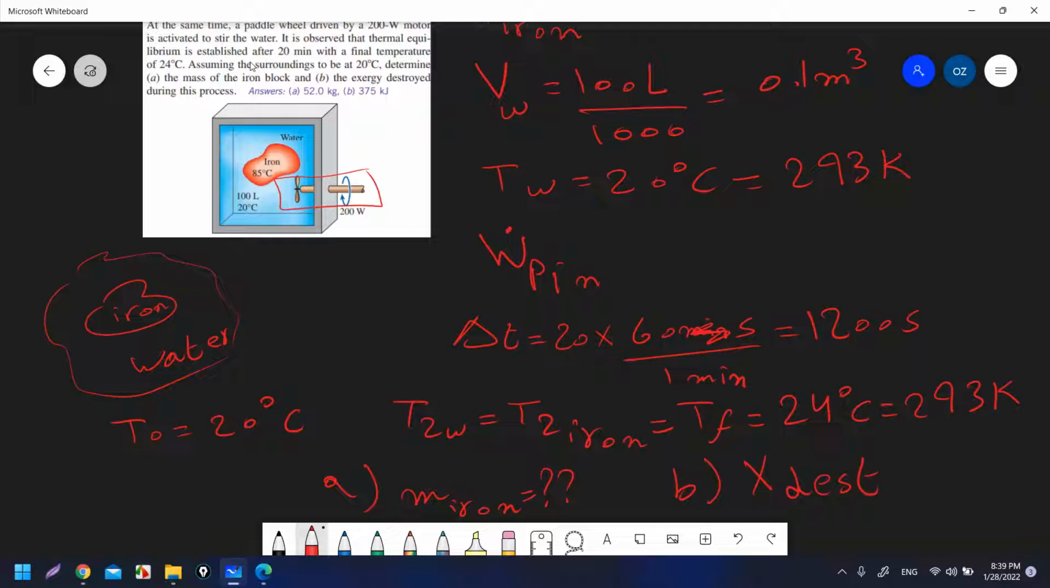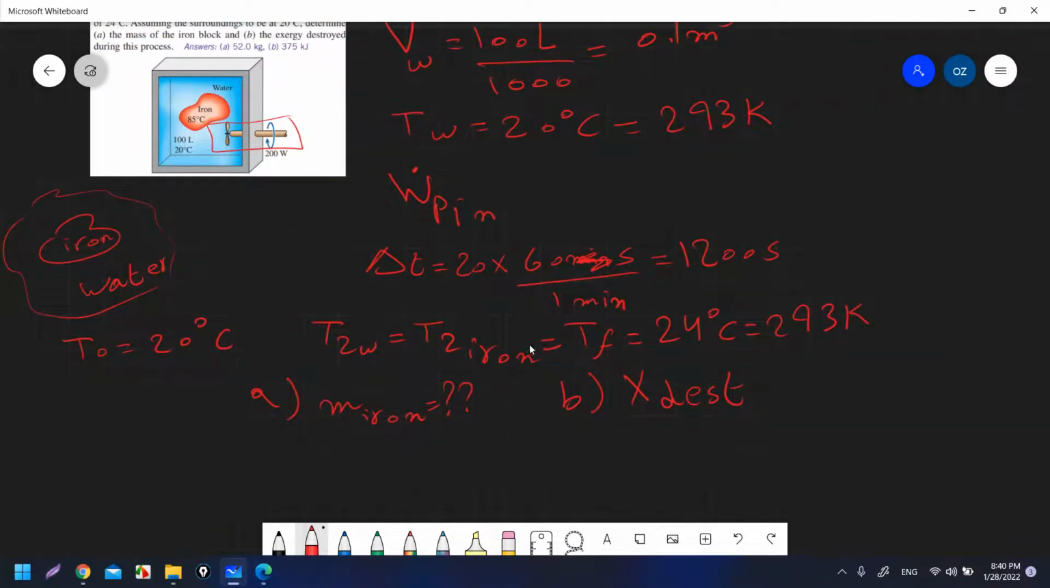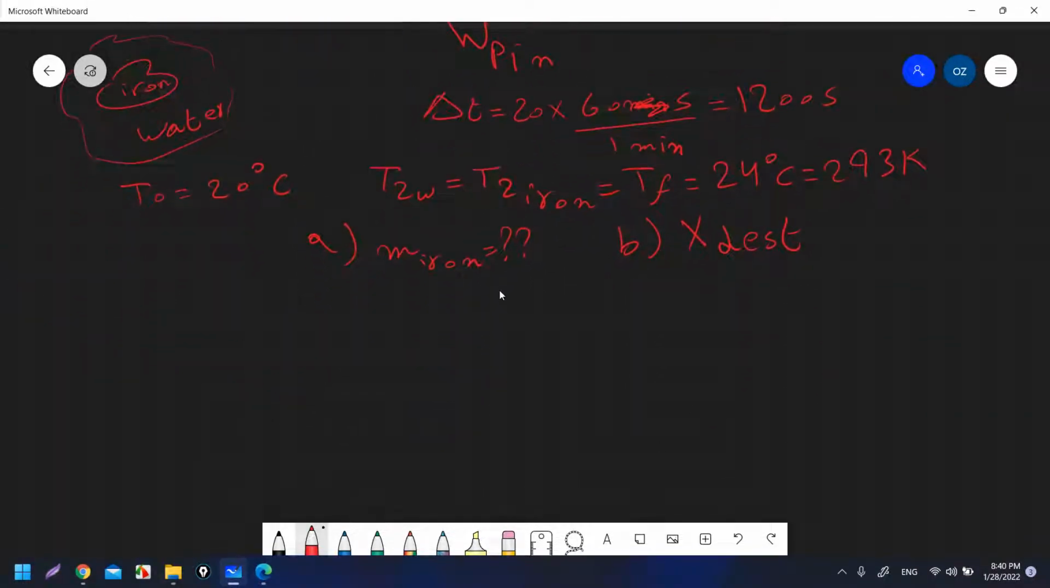The special thing about this question is that we have iron and water, liquid and solid. In previous questions, we solved about refrigerant, steam or water alone, and ideal gases, but we didn't have solid in the questions. Okay, so let's see how we will solve this question. He wants the mass of the iron.